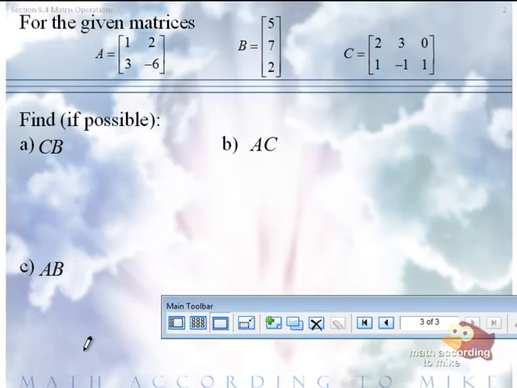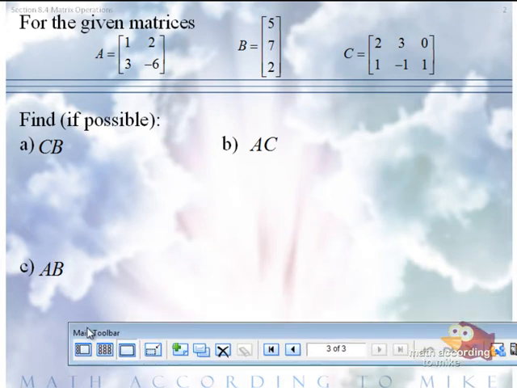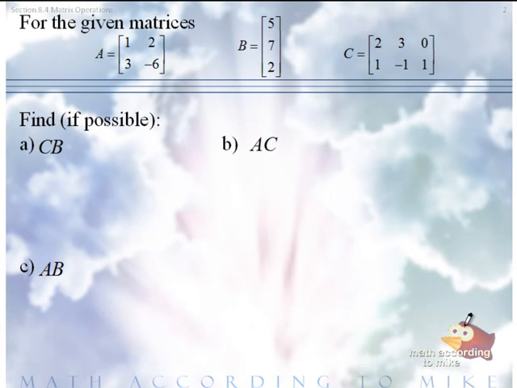For the given matrices, you have A, which is a 2 by 2: 1, 2, 3, negative 6. If you would write those down, just write part A, don't write all three parts unless you want to. Just make sure you have enough room.